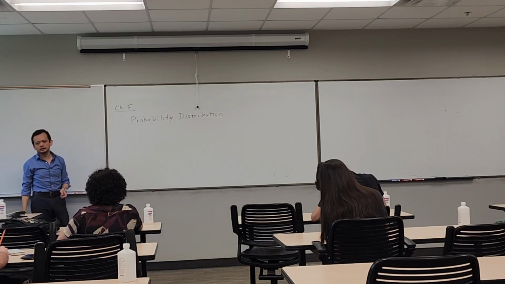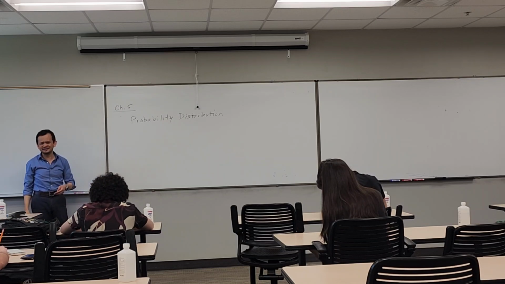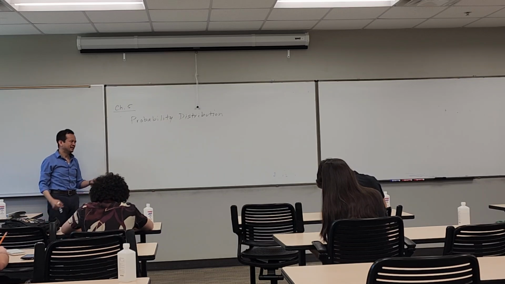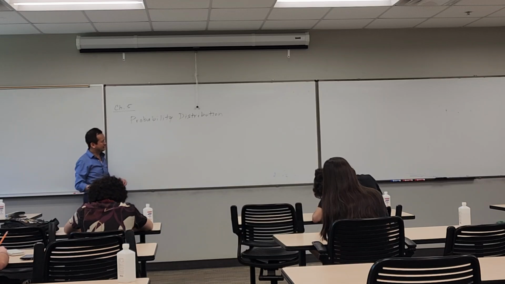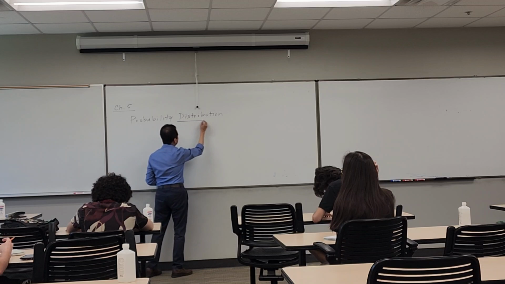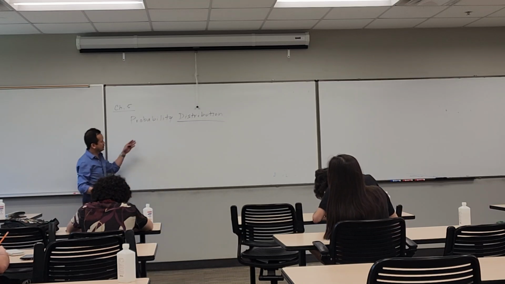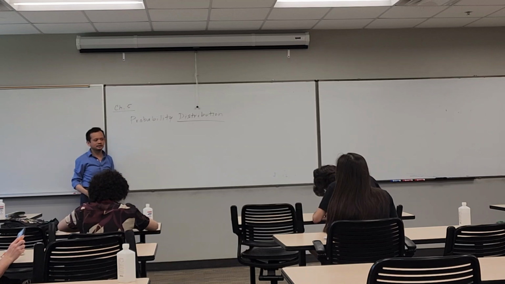So a probability distribution is a distribution that involves probabilities. That is an accurate definition, but it's loaded with technical terms. So let's review what this means. Again, this is a distribution that involves probabilities. So first of all, what's a distribution?